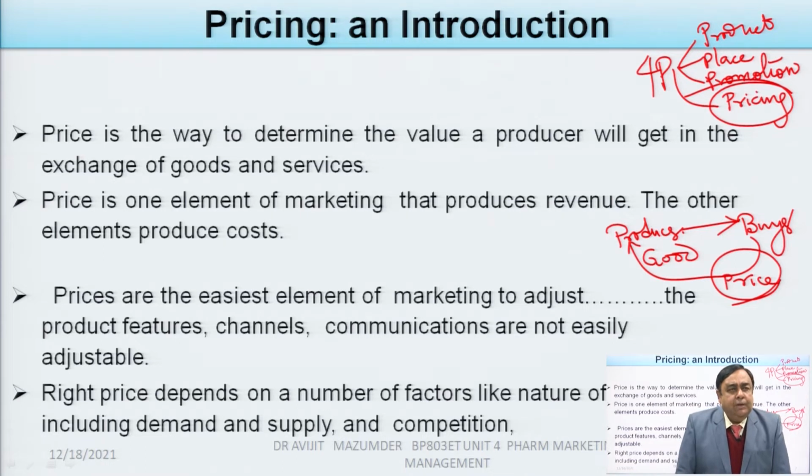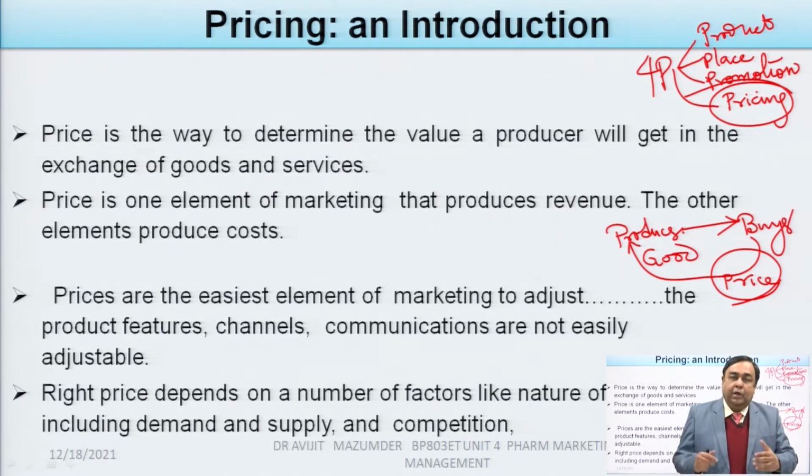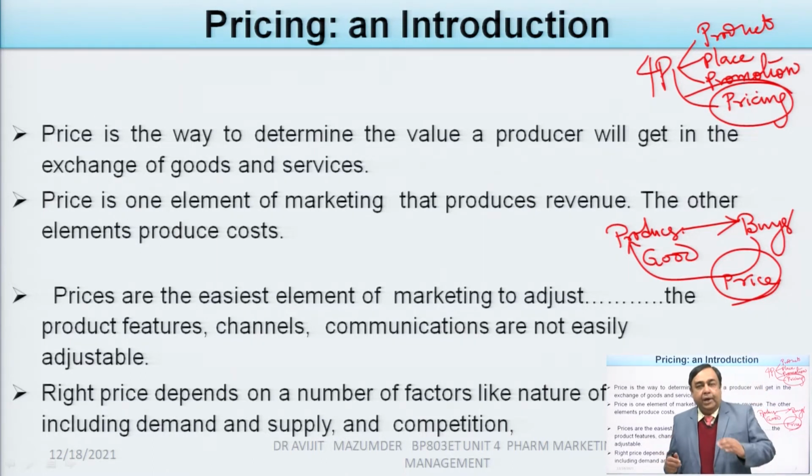Prices are the easiest element of marketing to adjust. The product features, channels and communications are very difficult to change or adjust. But if we want to capture the market, price is the only parameter which you can manipulate or alter. Say, for example, we want to enter a pre-existing market where there are a large number of competitors. What do we do? There are 2 ways of doing it.